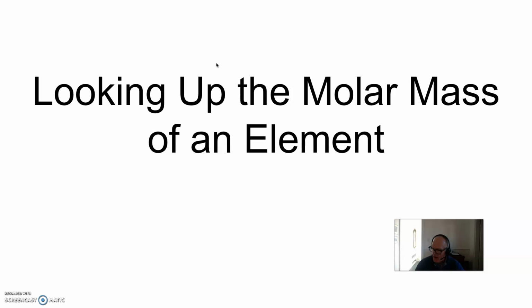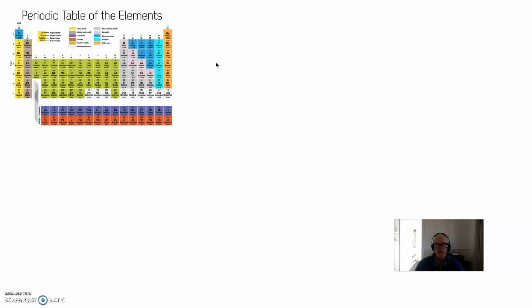So in order to know the number of grams that are associated with a certain number of particles, we have to be able to look up the molar mass of an element. And to do that, we use the periodic table.